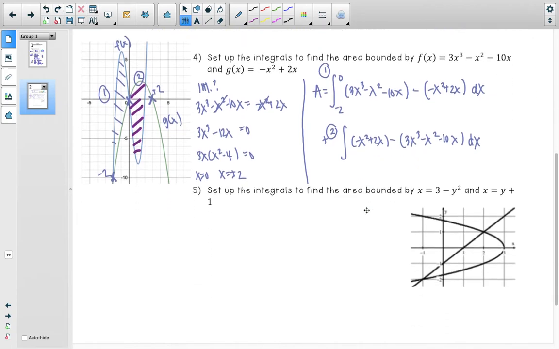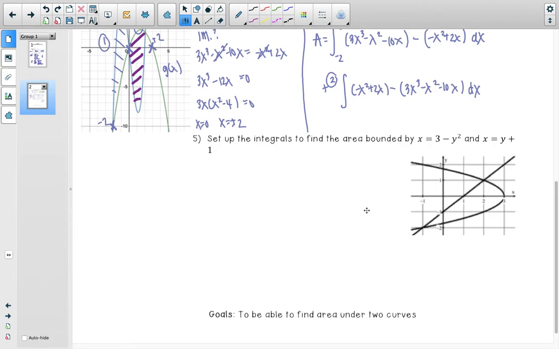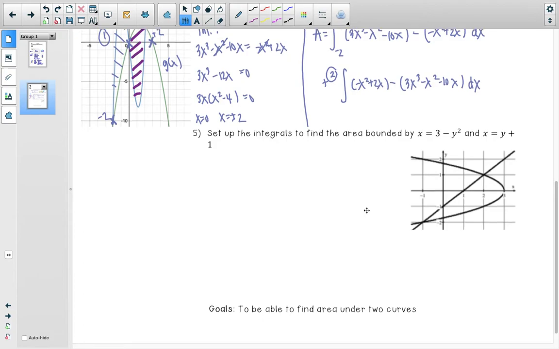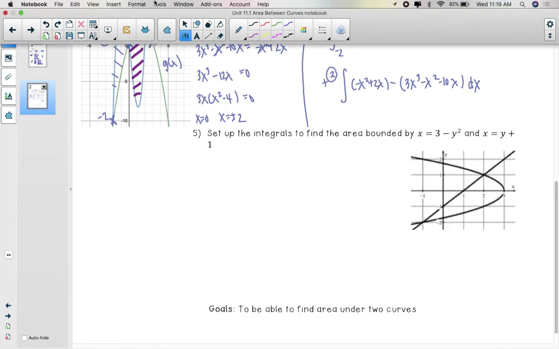Last example, and this one is a little bit different, okay? So let's first talk about how it's written. It says set up the integrals to find the area bounded by x equals 3 minus y squared and x equals y plus 1. So in all of our equations so far, it said either f of x equals, g of x, or y equals. We all know that f of x and g of x are the same thing as y. But in this situation, we have x equals.